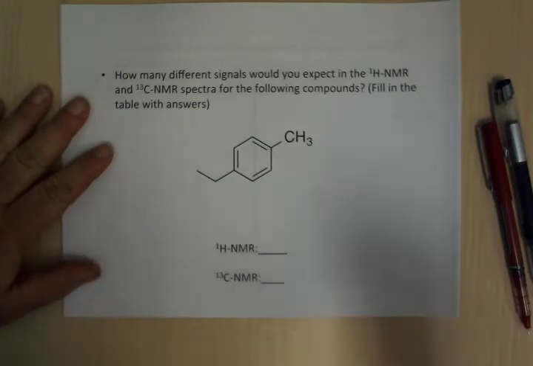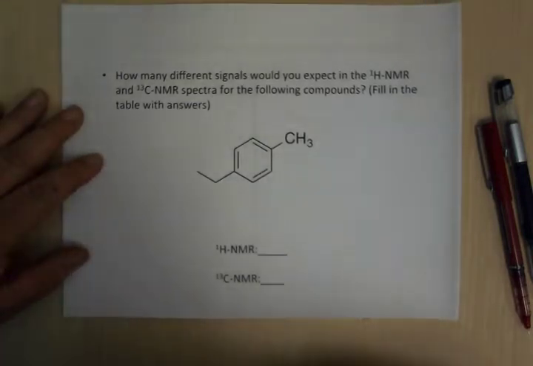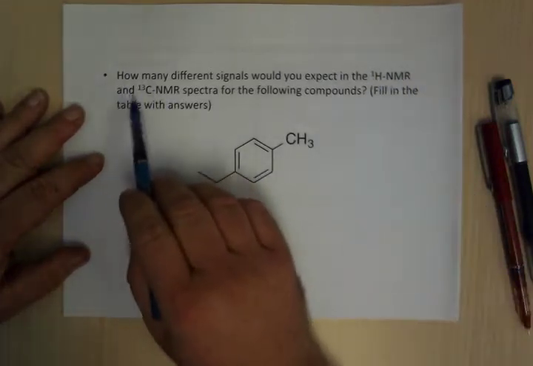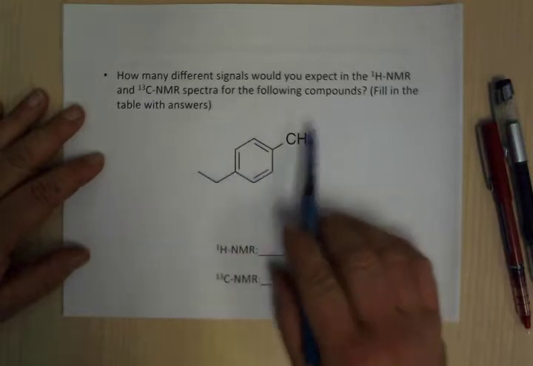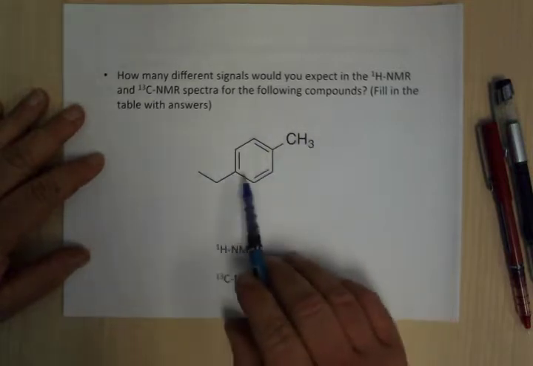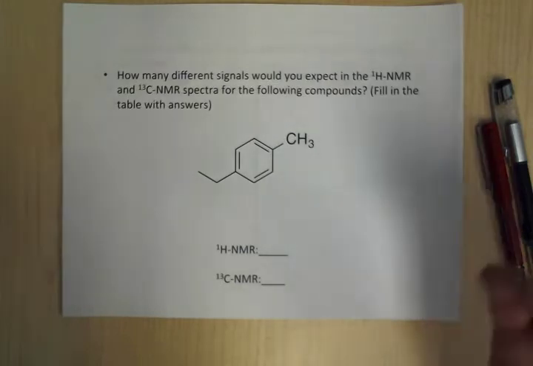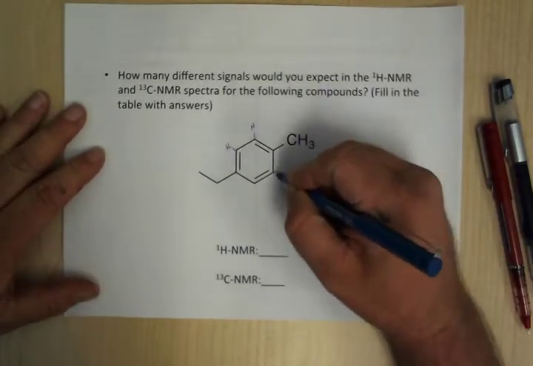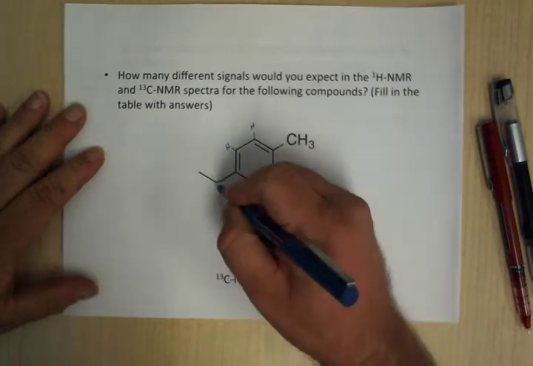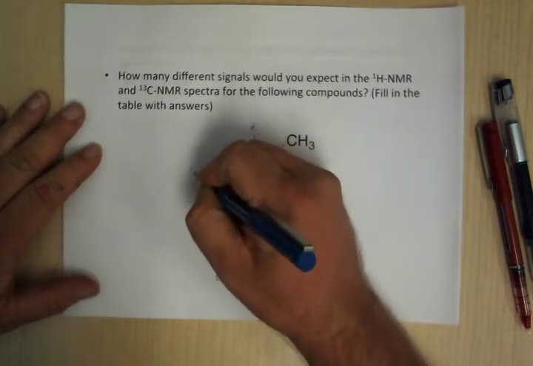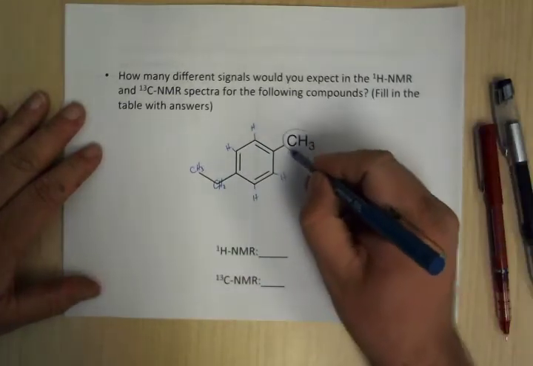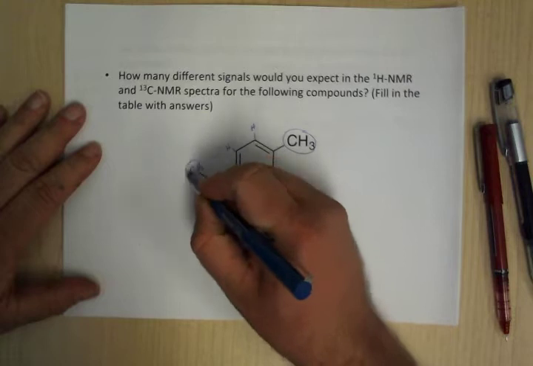One of the questions will be, how many different signals would you expect in the hydrogen NMR and carbon NMR for the following compounds. So here's our compound, right? For the hydrogen NMR, one of the things you may want to do is to go ahead and just draw in the hydrogens that you don't see in the skeletal structure, right? So there's 2 here, so this is CH2, this is a CH3, okay?